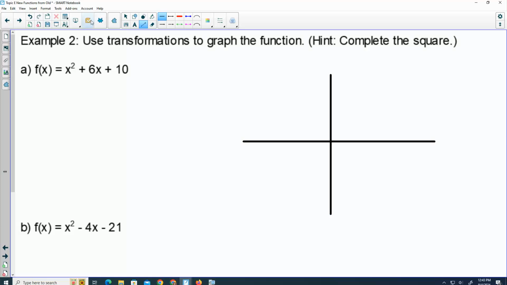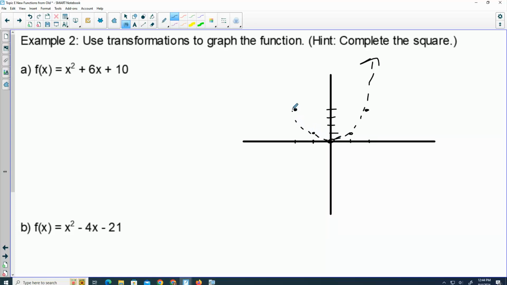So 0 squared is 0. 1 squared is 1. 2 squared is 4. Negative 1 squared is 1. Negative 2 squared is 4. So this is my parent, and I always wanted you to have some exact points on that.